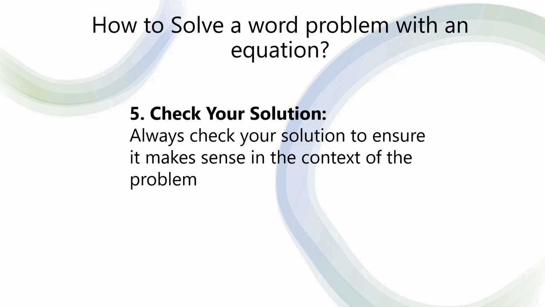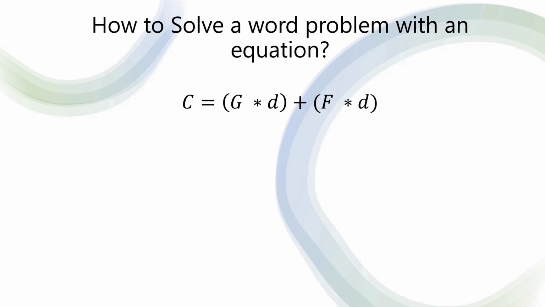Step 5. Check your solution. After finding the solution, it's crucial to check that your answer is correct within the context of the problem. One effective way to do this is to put the answer back into the equation and mathematically verify its accuracy. In our road trip example, you would substitute the calculated cost C, in this case, $250, back into the equation. C equals G multiplied by D plus F multiplied by D.